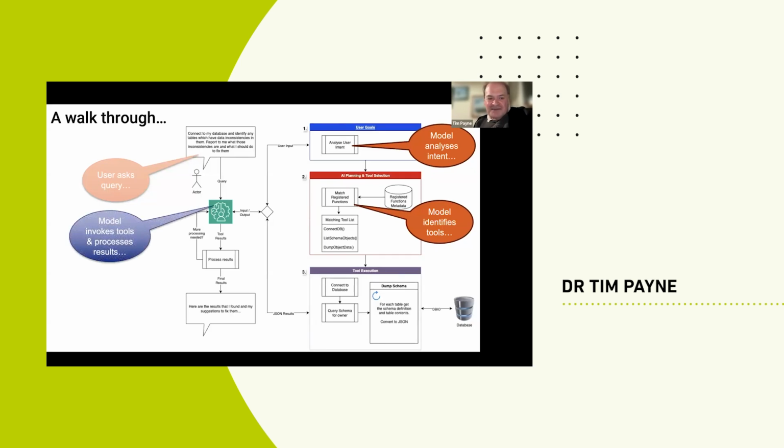So once it's got that list of tools, it will then start to invoke them. It will say, okay, I've got these tools back now. I know the order of those tools I need to run them in. So I'll start to execute them. So it'll start to run those various functions.